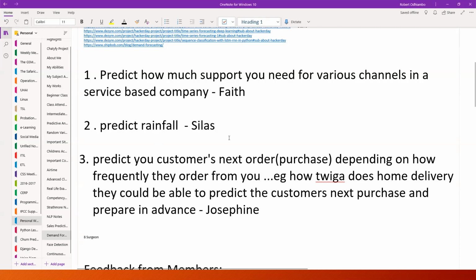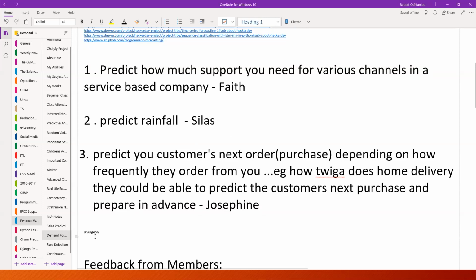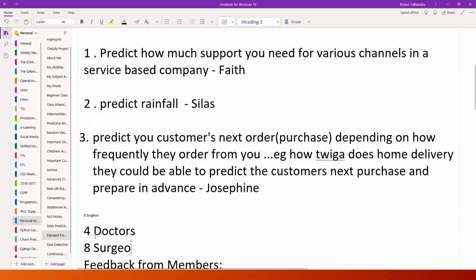Okay, let's start counting the doctors. 1, 2, 3, 4. Okay. So we have 4 doctors. Someone could confirm that, and 8 surgeons. Someone could confirm. Anyone could confirm.